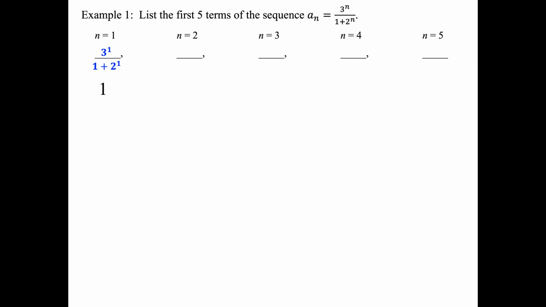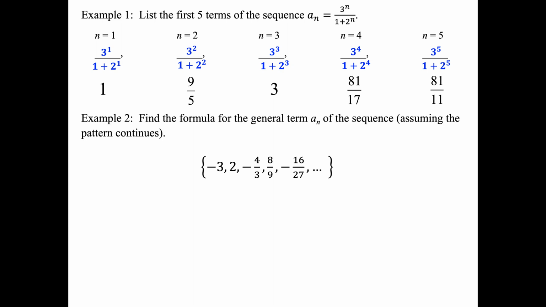Now, as you're going along here, you might start to just recognize the pattern or just put in all the values right away. 3 squared, 3 cubed, 3 to the 4th, 3 to the 5th, and do the same thing to your denominator. 1 plus 2 squared, 1 plus 2 cubed, 1 plus 2 to the 4th, 1 plus 2 to the 5th. And then crunch the numbers. We'd have 9 over 5, 27 over 9, which reduces to a 3, 81 over 17, and let's see, 243 over 33, which reduces to 81 over 11.